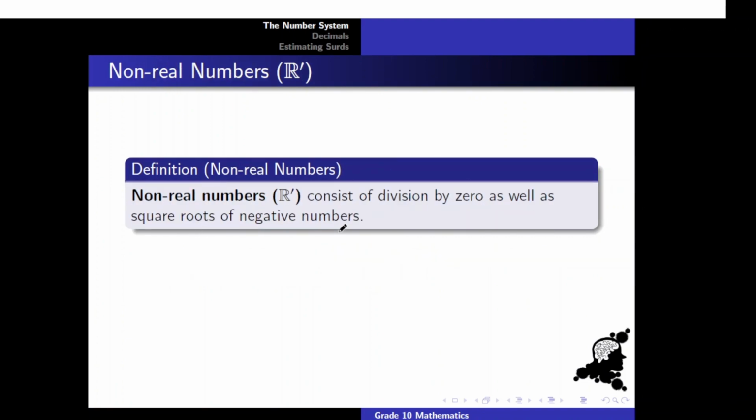Then we've got non-real numbers. Non-real numbers are numbers where we've got division by 0. Remember, if I say 3 divided by 0, I'm going to get a math error. So this is an example of a non-real number. The square root of a negative number, you've been taught, does not exist. So the square root of negative 16, if you press this on your calculator, you're going to get a math error.